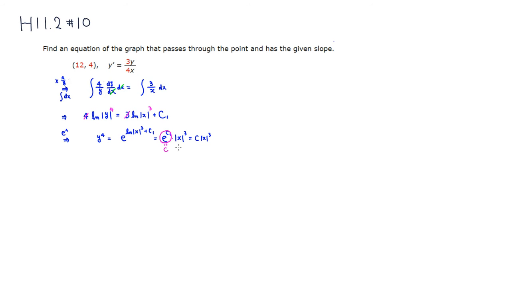Now we're going to use the given point to find the C value. So y is equal to 4, so plug in 4. So 4 to the 4th power is equal to whatever C is, which we're trying to find, and then we have x is 12, so we have 12 cubed. Then we can find C by dividing through by 12 cubed, since that's a big number. So C is equal to 4 to the 4th power, which is 2 to the 8th power.